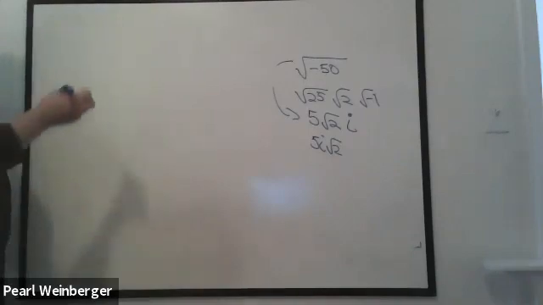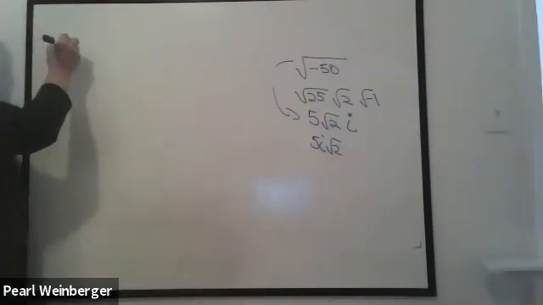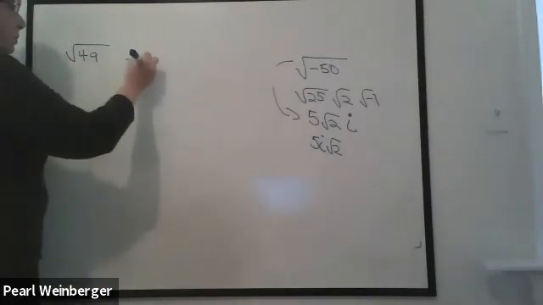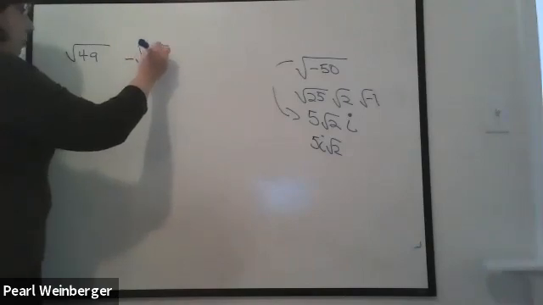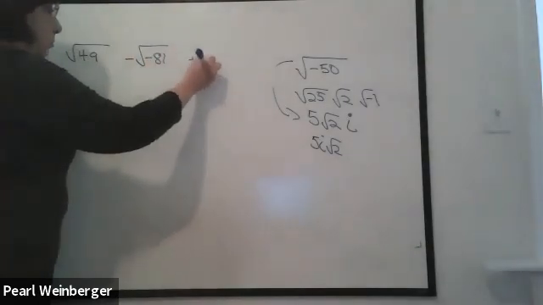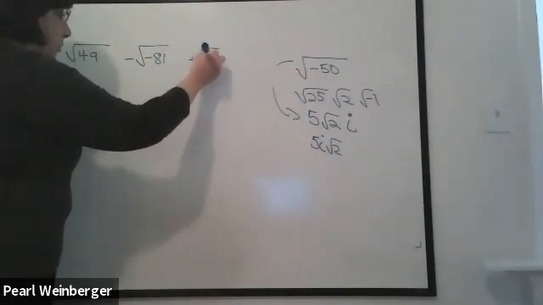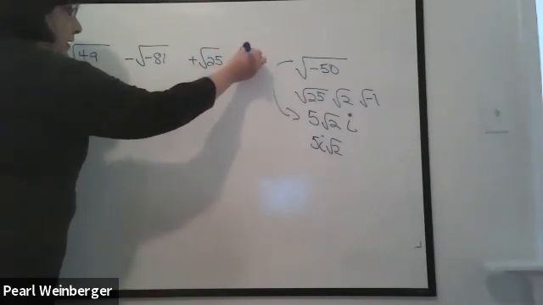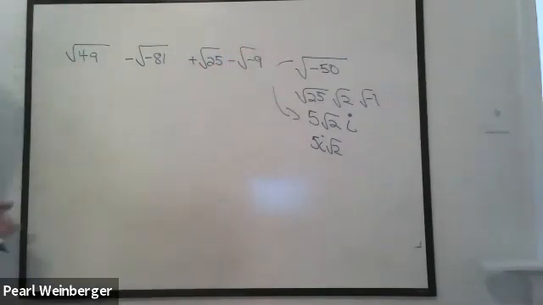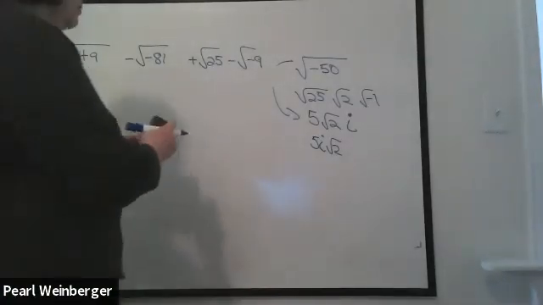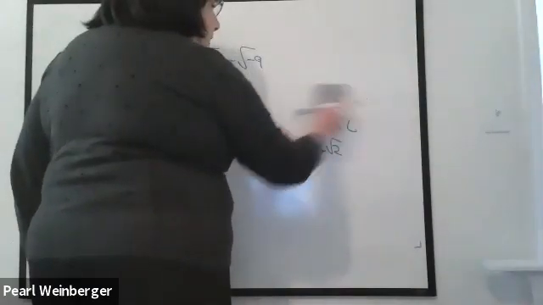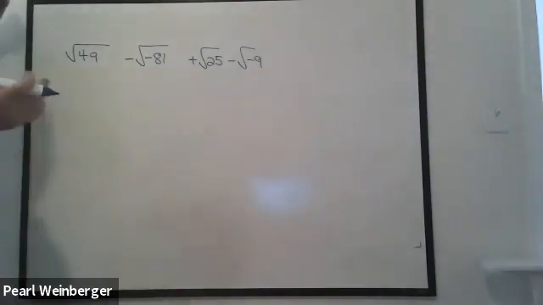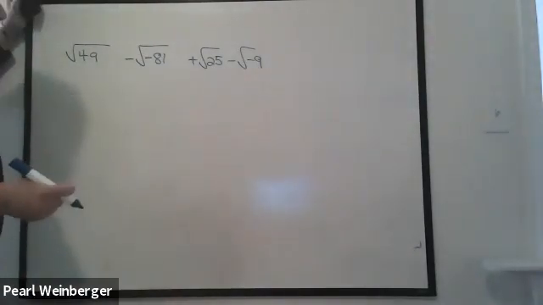So if I have something like this, the square root of 49 minus the square root of -81 plus the square root of 25 minus the square root of -9. Let's say I gave you something like that. And I told you, I want you to combine this. I want you to simplify it as much as you could and combine all the like terms. Usually the term used would be simplify.